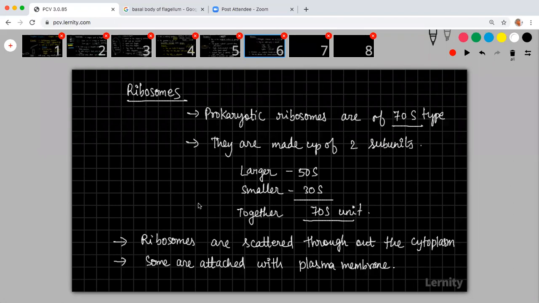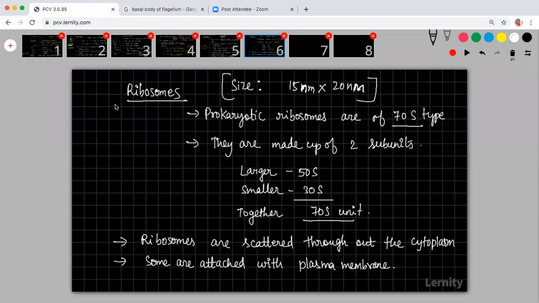Okay. The size of a ribosome is approximately 15 nanometer into 20 nanometer. The length and breadth is this much.